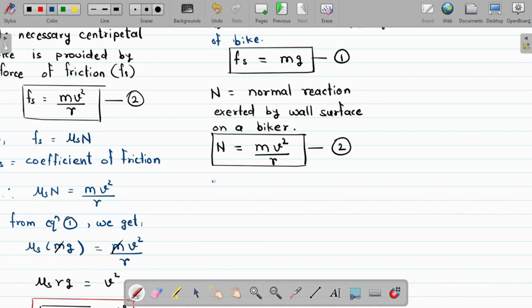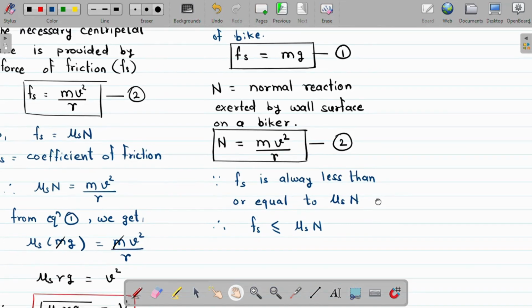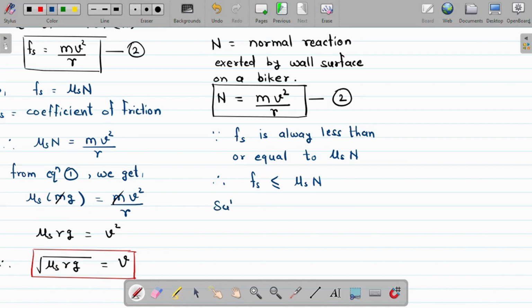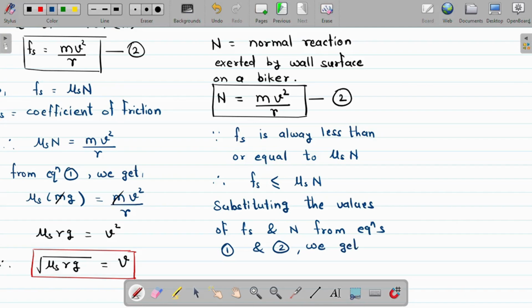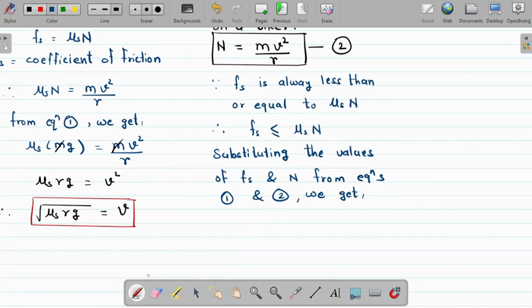Okay. So now one more point from theory. By theory, we know that Fs is always either less than or equal to mu s N. Therefore, Fs is less than or equal to mu s N. Therefore, substituting the values of Fs and N from equations 1 and 2, what we get is Fs is mg from equation 1.